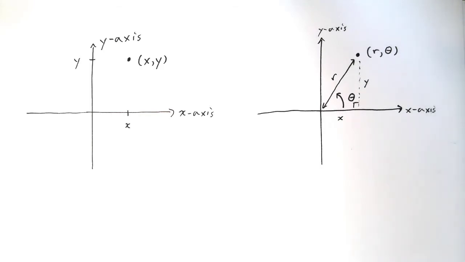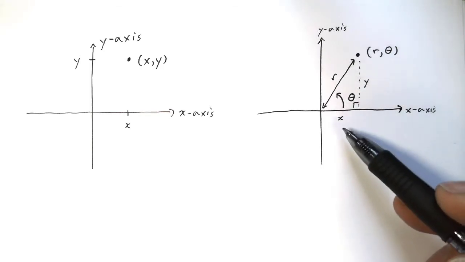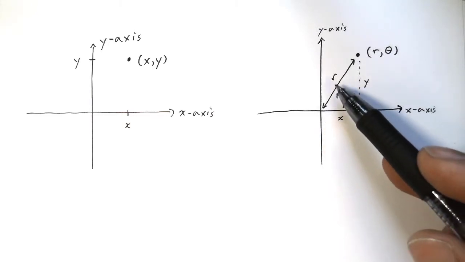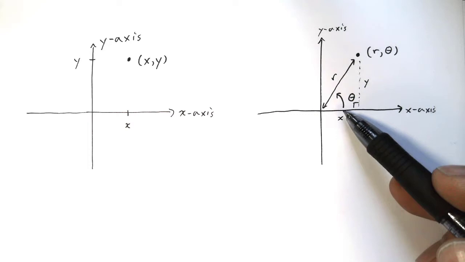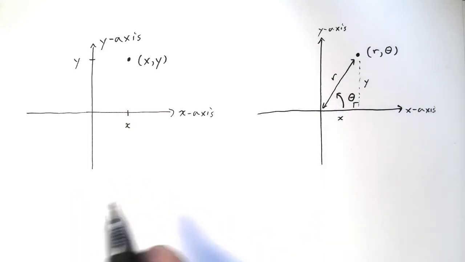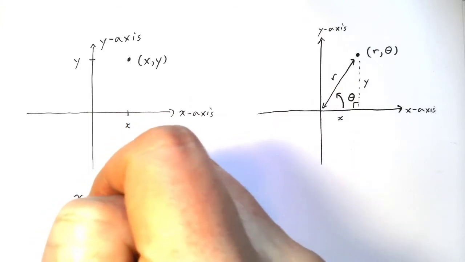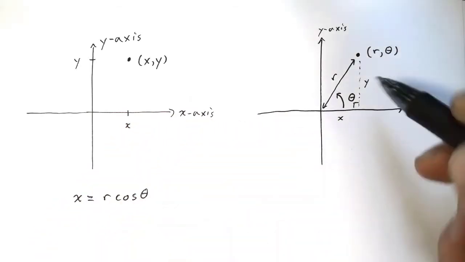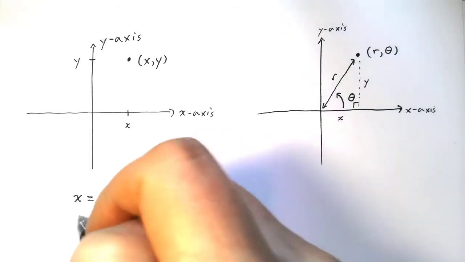Well, we can use a little bit of trig. We know from trigonometry that the displacement in the x direction is just r cosine theta. So to get the x coordinate over here, we know that x is equal to r cosine theta, and y is r sine theta.